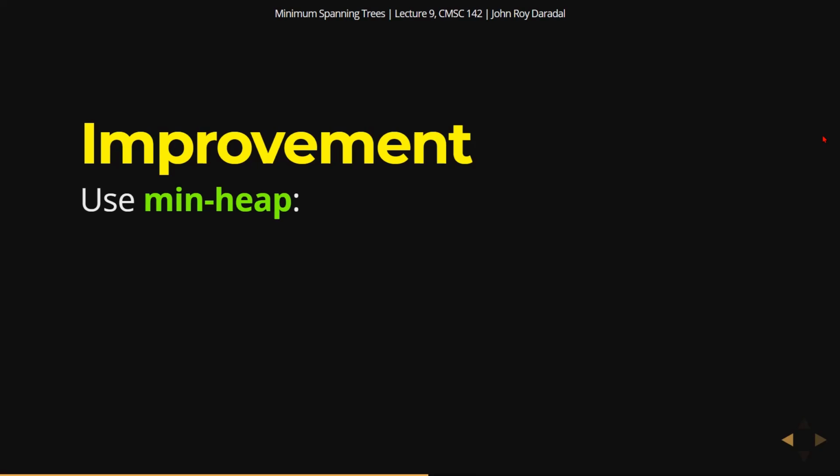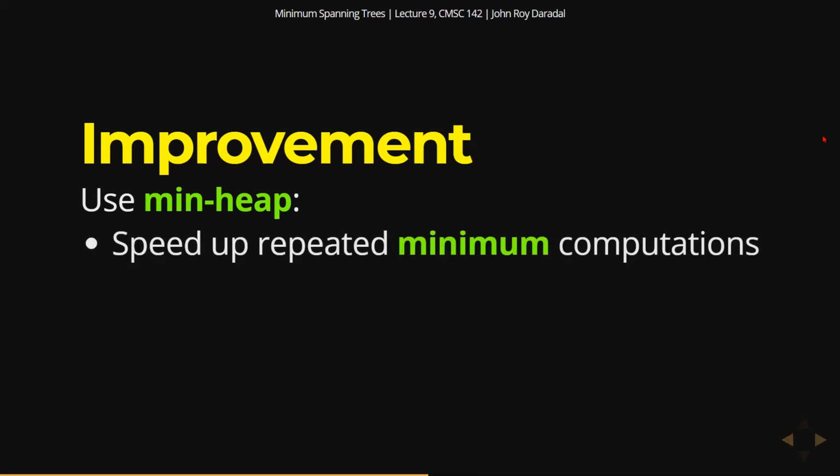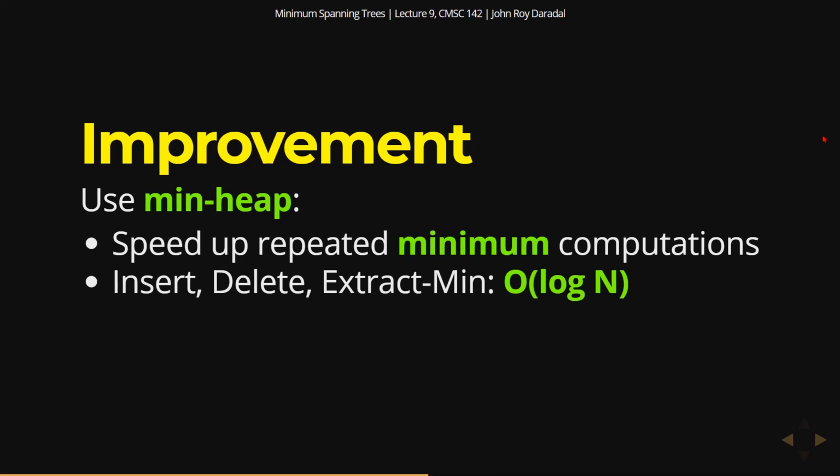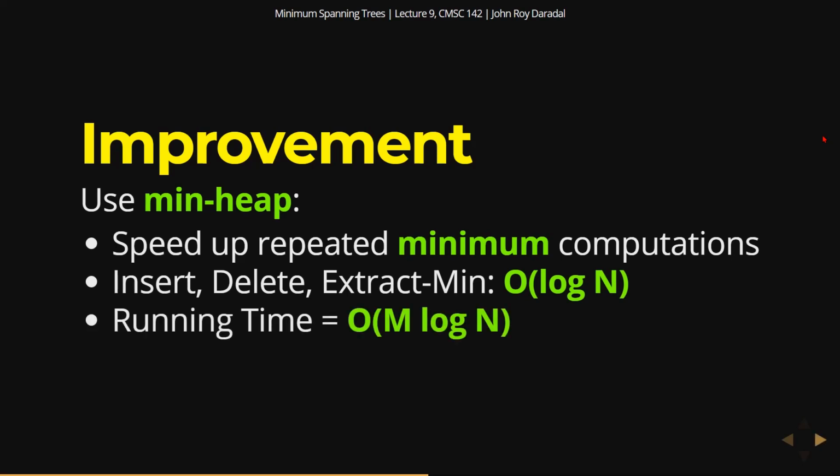So for the min heap, this would actually speed up our repeated minimum computations, because at each iteration we're supposed to find the minimum edge that is also valid, right? But if you do it in a min heap, it would speed up the min computations, because insert, delete, and extract min would only take log n. Okay, so in turn that would make the running time O of m log n, not mn. So it's faster by a bit. Okay, so you could use min heap to improve the performance of your Prim's algorithm.